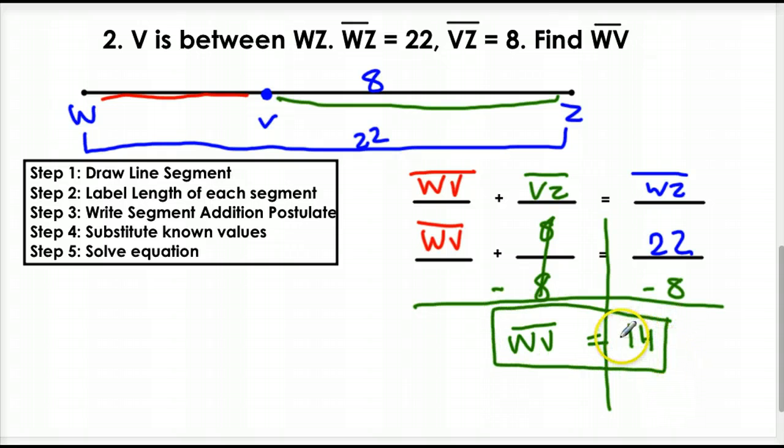WV equals 14. And let's see if that even makes sense. Let's put that over here. 14 plus 8 equals 22. So yes, this segment plus this segment equals 22. We did it.